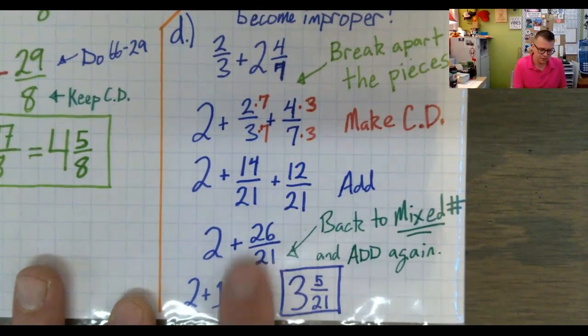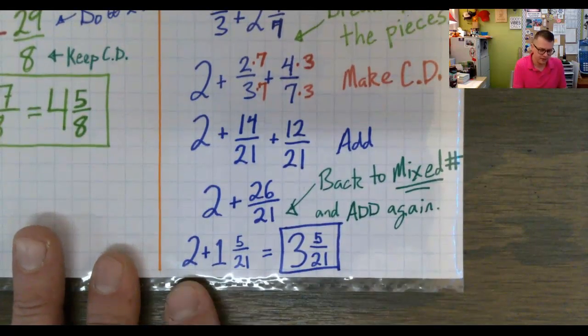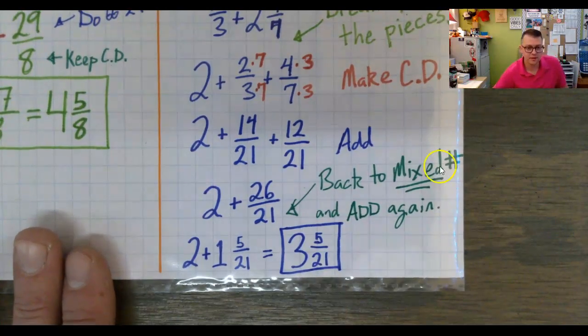And then I realize, 26 over 21 is really 1 and 5/21. So now I do that addition. 3 and 5/21. I'm going to take a little break here.